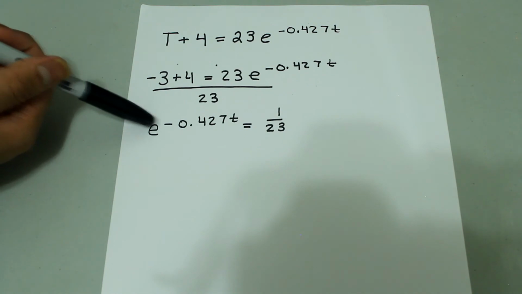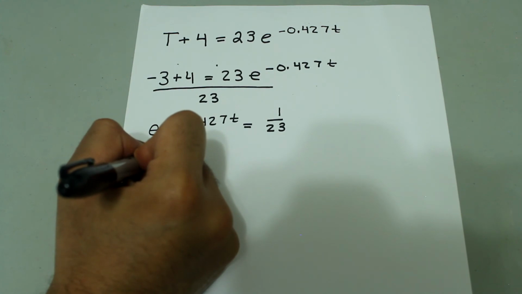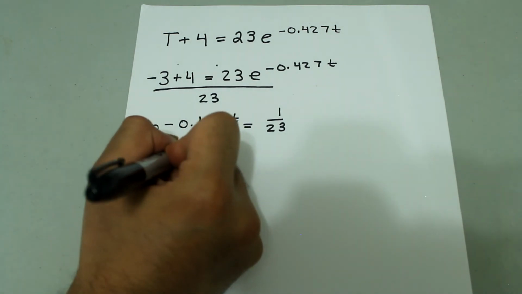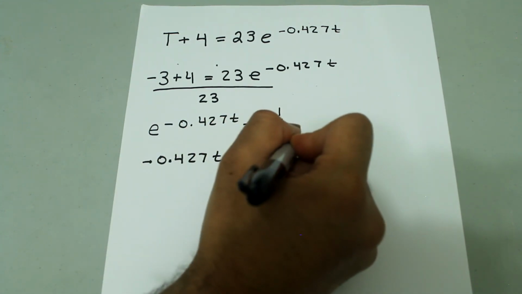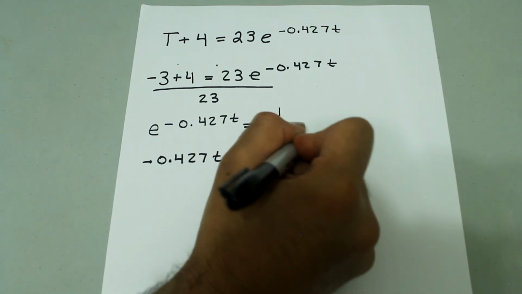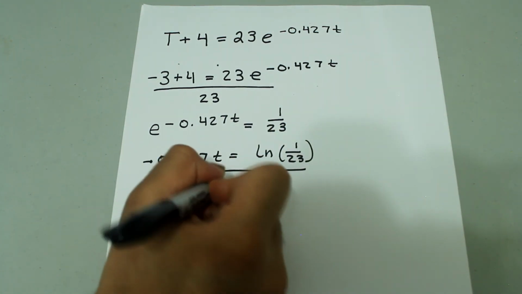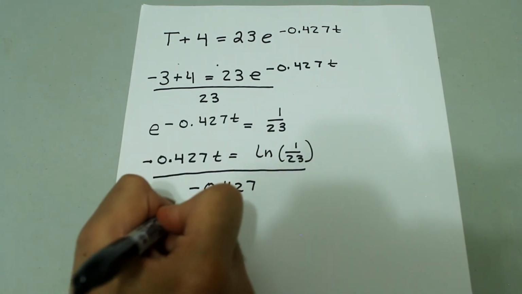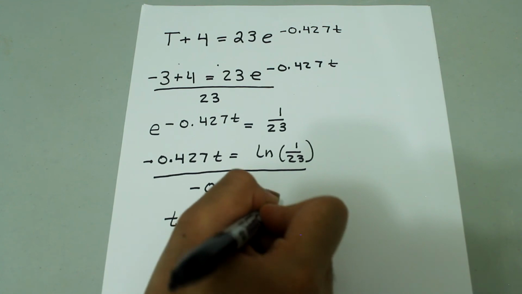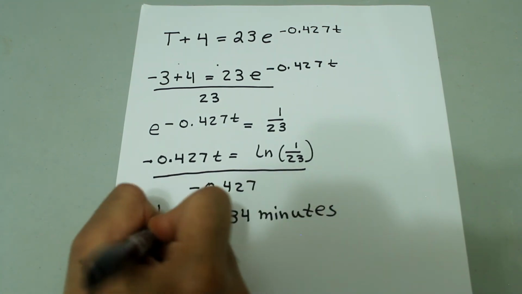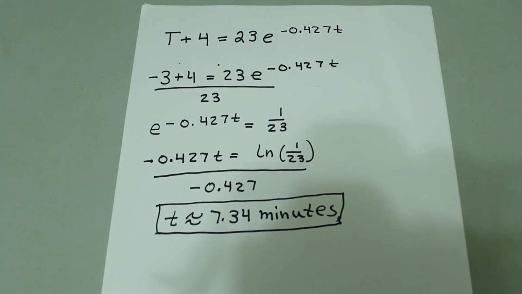And when we take the natural log of this, the e and the natural log will cancel, so we'll have negative 0.427 t is equal to natural log of 1 divided by 23. So we're going to divide both sides by negative 0.427 to get t by itself, and t comes out to about 7.34 minutes. And that's the final answer for part B.